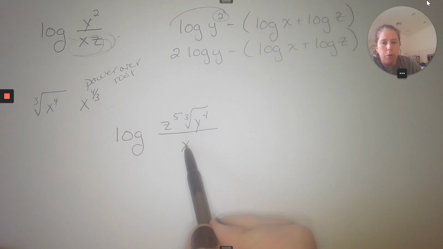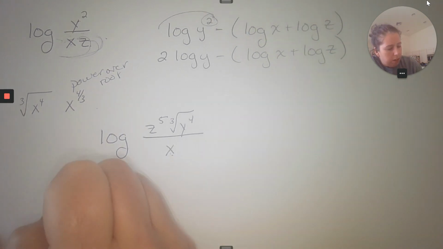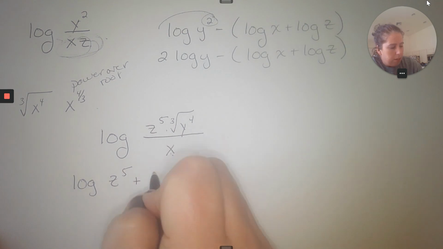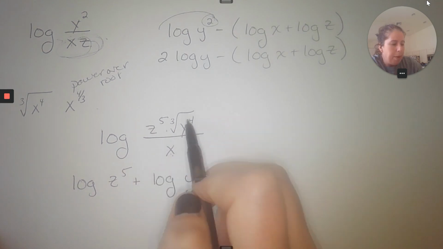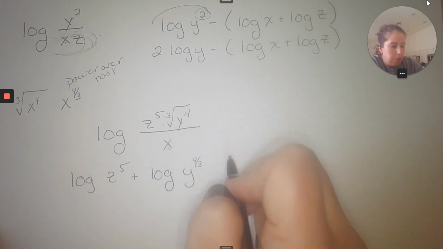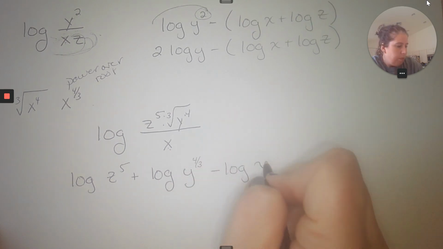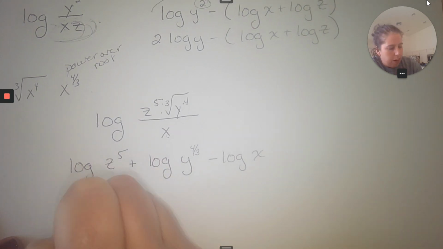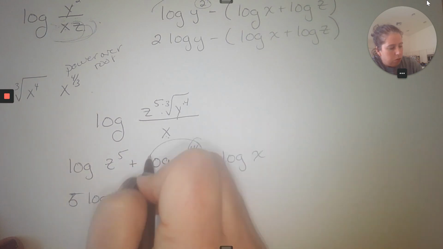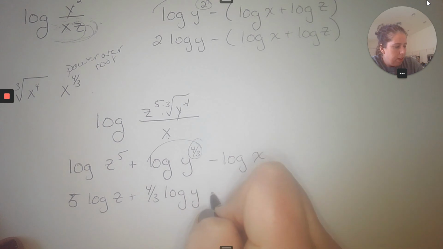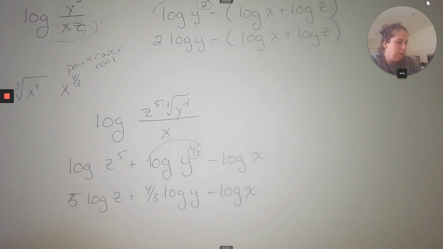I got 1, 2, 3 things, right? So we got log z to the 5th, plus log y to the 4/3, and then I'm going to subtract log x, right? Any parentheses get dropped, so you should have 5 log z, drop it to the front, plus 4/3 log y minus log x. All right, yes, no, maybe.